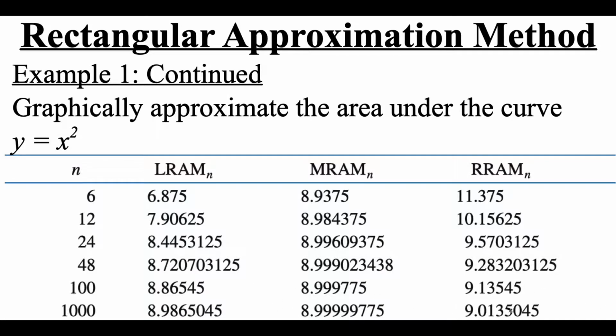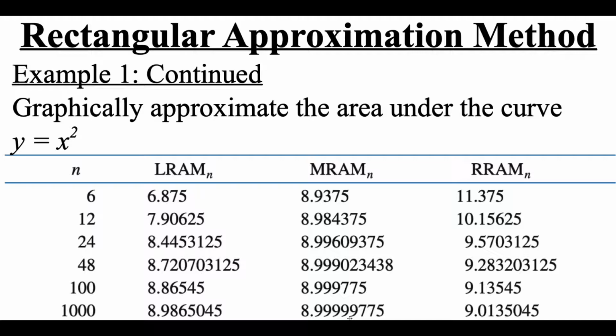So as we notice what's happening to our numbers, our left endpoint, which we said was going to be an underestimation, keeps getting closer and closer to 9. Our right endpoint, which we said was going to be an overestimation in this case, again, keeps getting closer and closer to 9. And our middle endpoint, which we said was going to be the best approximation, we've got 8.99999. So if we round that off, we'd get an area of 9. So if we look at what's happening, these rectangular approximation methods are all converging on an area of 9. And that's what the true area underneath this curve would be if we're looking between 0 and 3.